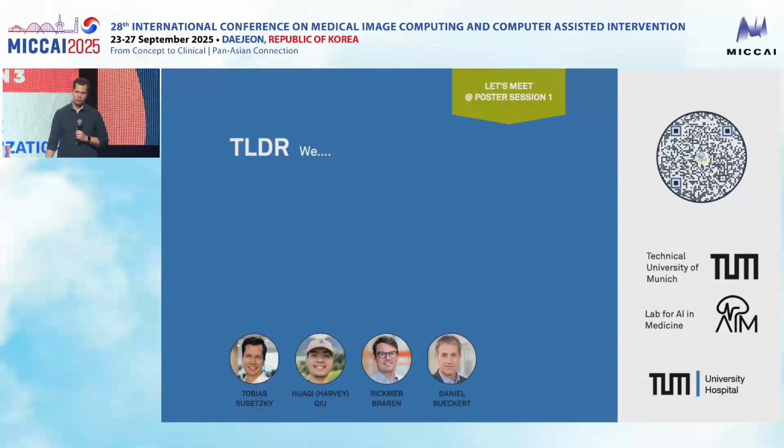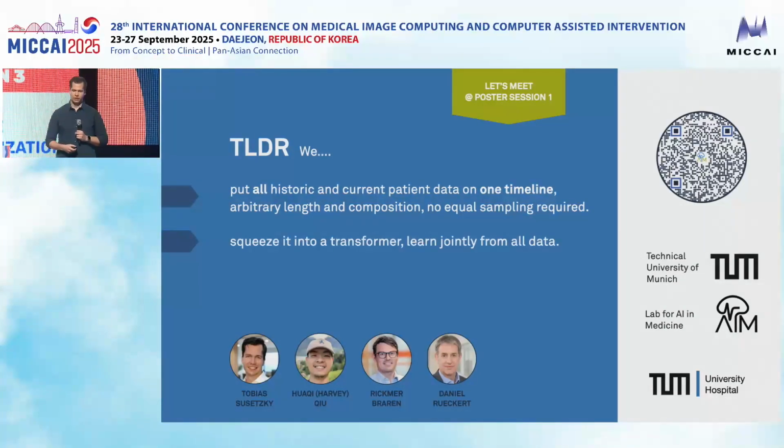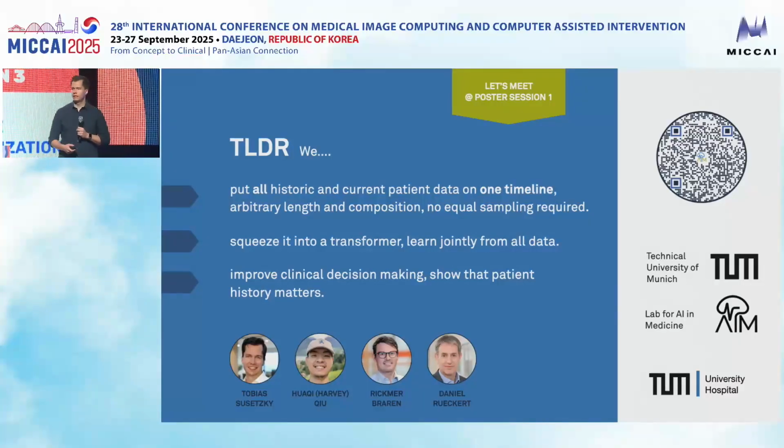So to wrap up our approach, what did we do? We put all historic and current patient data onto one joint timeline, of arbitrary length and composition of modalities, with no constraints imposed on sampling or missing data handling. We squeeze everything into a transformer and learn jointly from all time points and modalities at once. By this, we improve clinical decision making, and we show that patient history actually matters, impacts the model's performance, and often improves it.